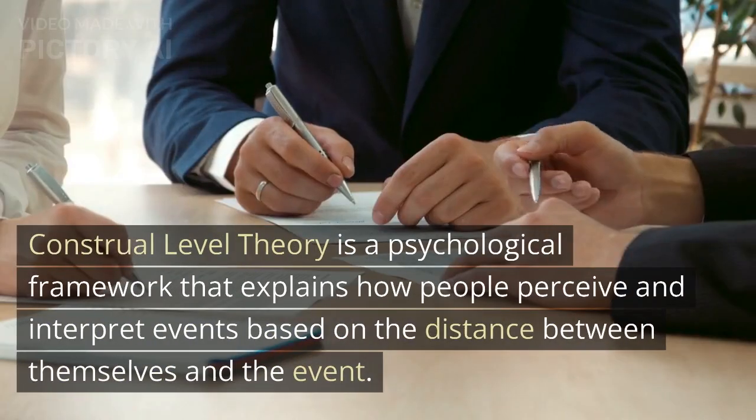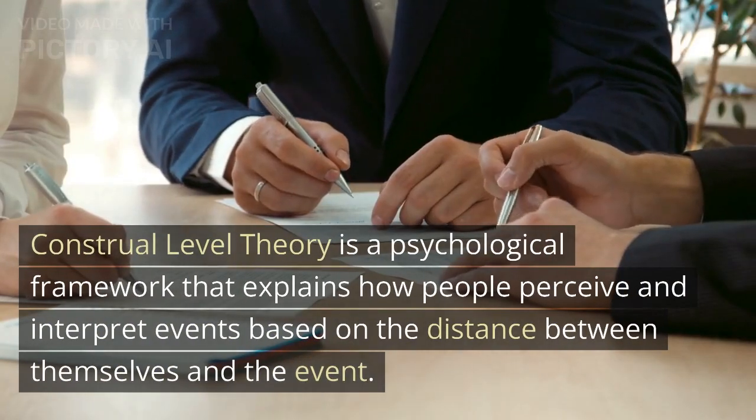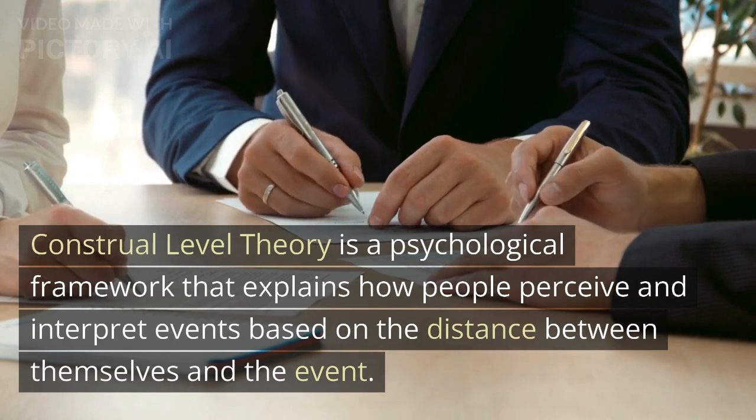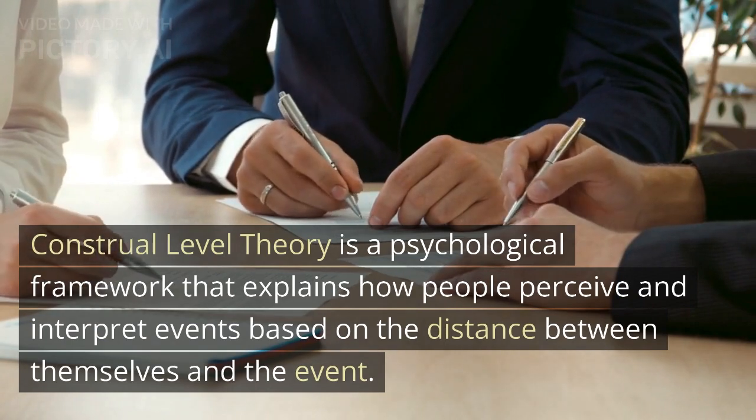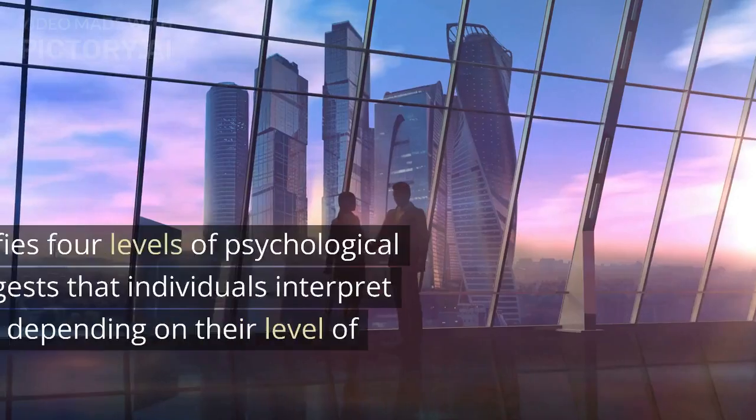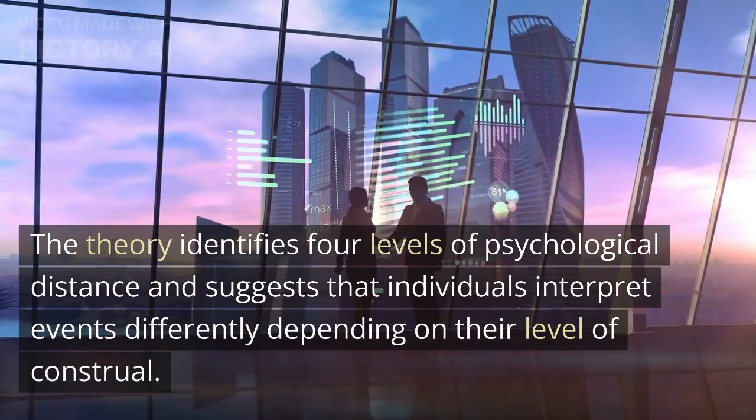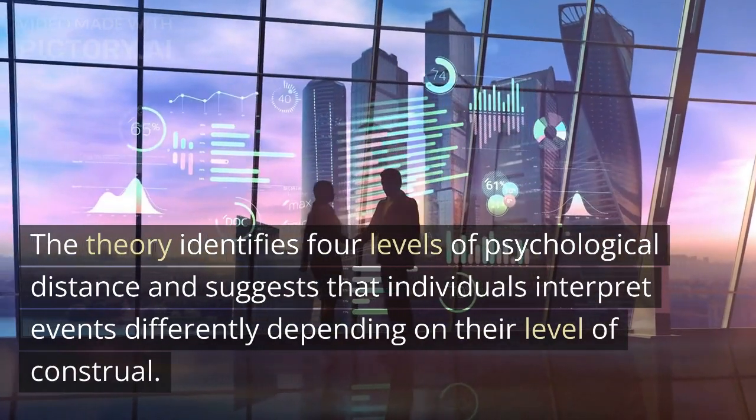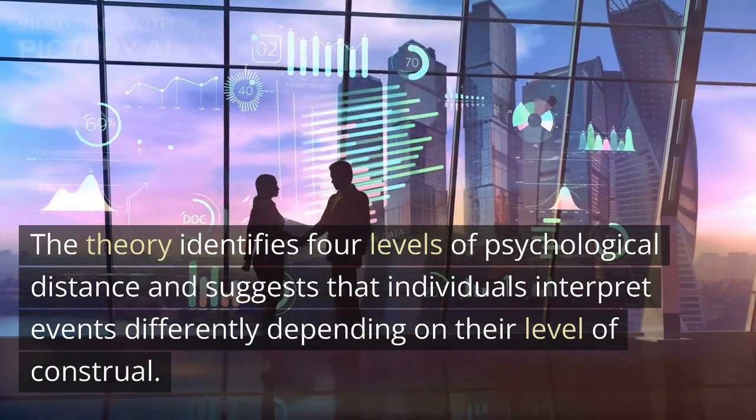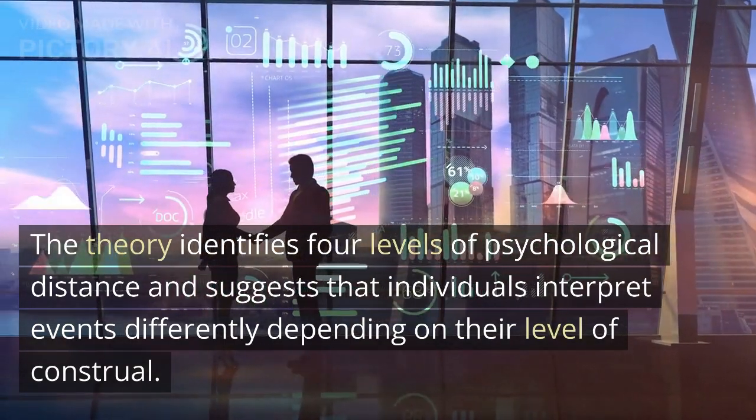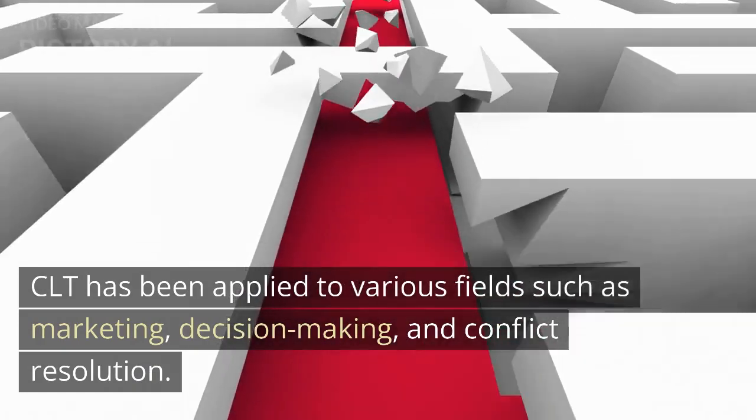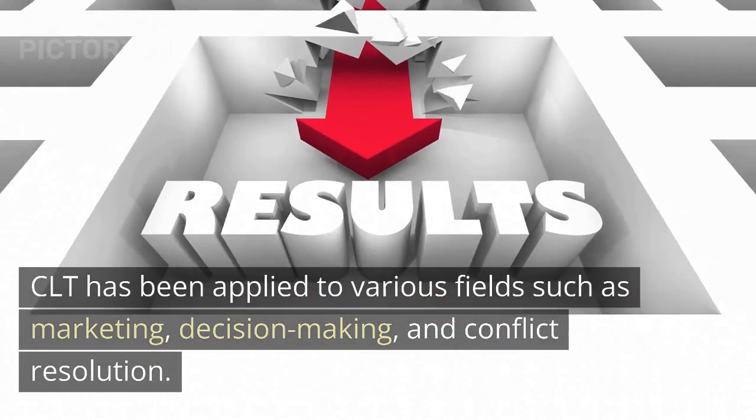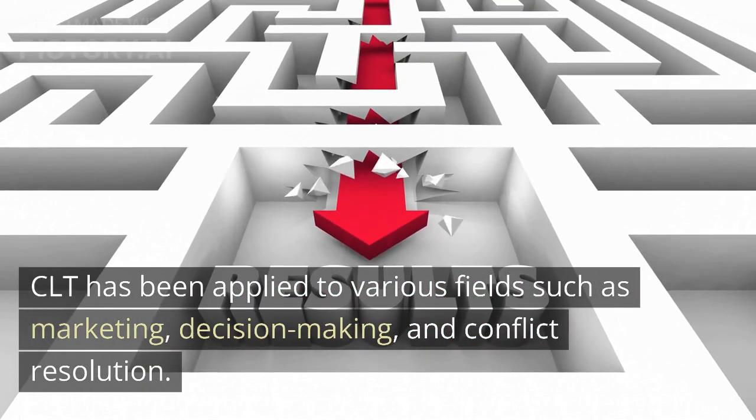Conclusion. Construal Level Theory is a psychological framework that explains how people perceive and interpret events based on the distance between themselves and the event. The theory identifies 4 levels of psychological distance and suggests that individuals interpret events differently depending on their level of construal. CLT has been applied to various fields such as marketing, decision-making, and conflict resolution.